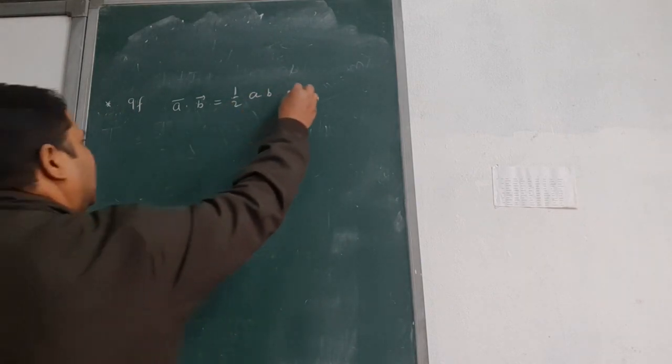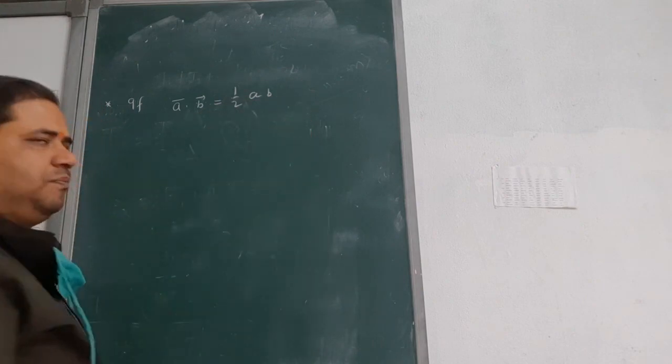Then what will be the angle between A and B? What is the angle between them? Clear? So find out the angle between A and B. So let us try, afterwards I will tell you. So first you try, okay?